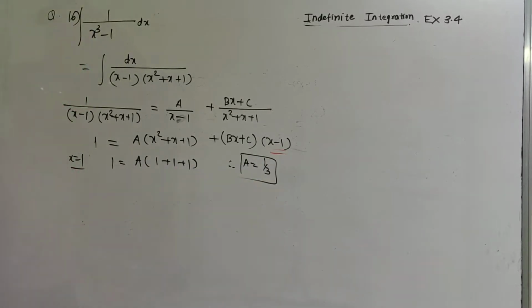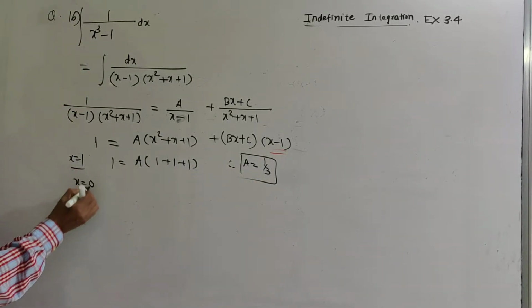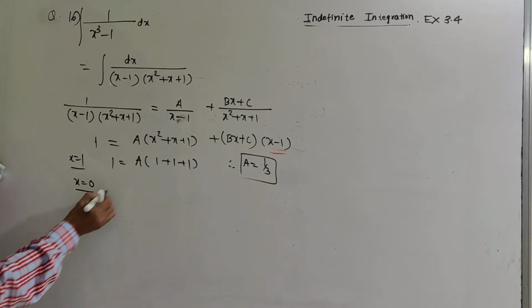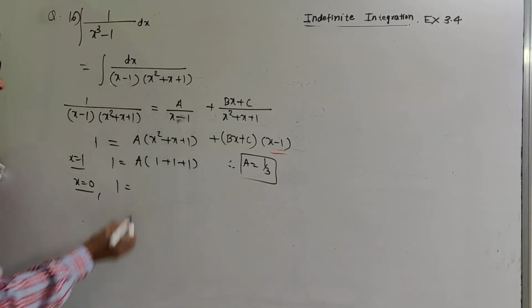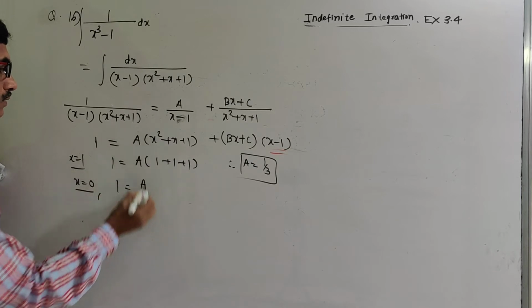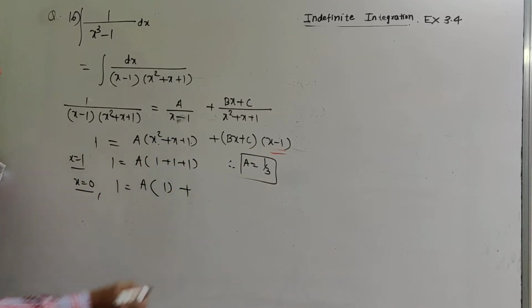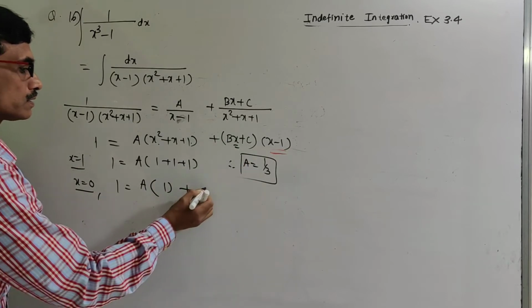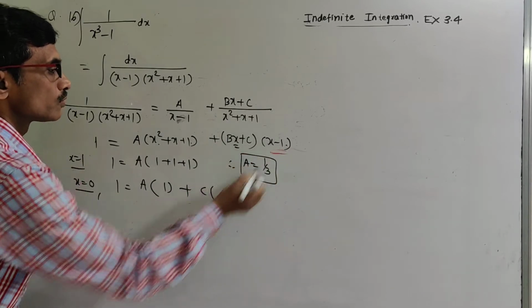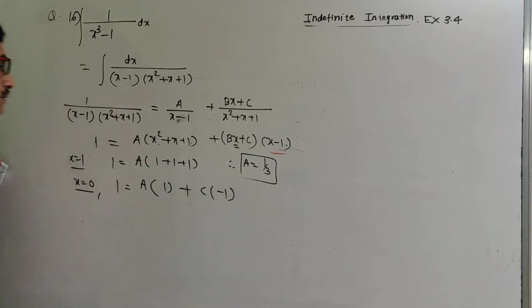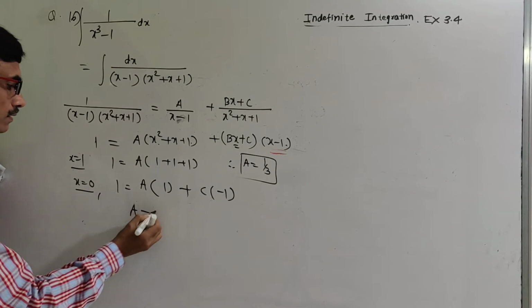Then put x equals 0. So both sides we put x equals 0. 1 is equal to a into 1 plus the b part will be 0, c into 0 minus 1, that is a minus c.